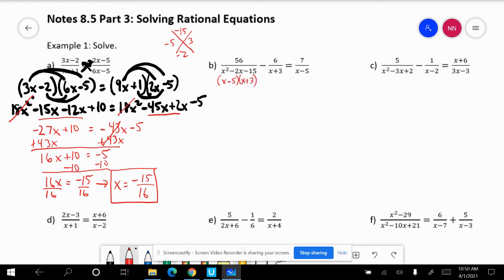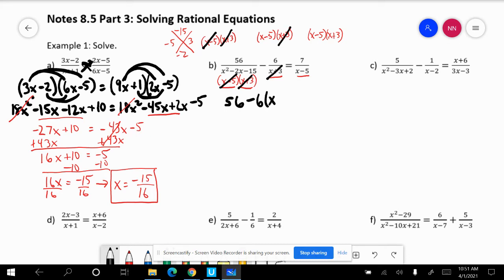So my common denominator, I have an x minus 5. I have an x plus 3. So the common denominator is x minus 5 and x plus 3. I'm going to multiply that by each of the terms. When I do that, for the first term, the x minus 5s and the x plus 3s cancel, so I bring down the 56.